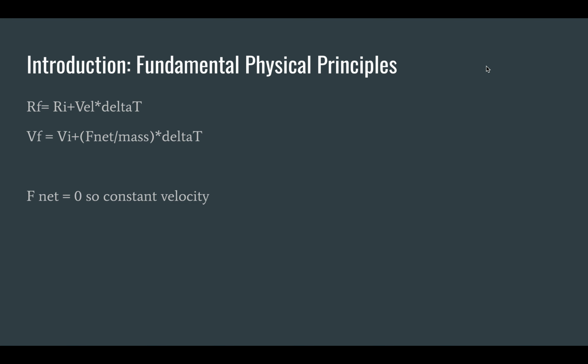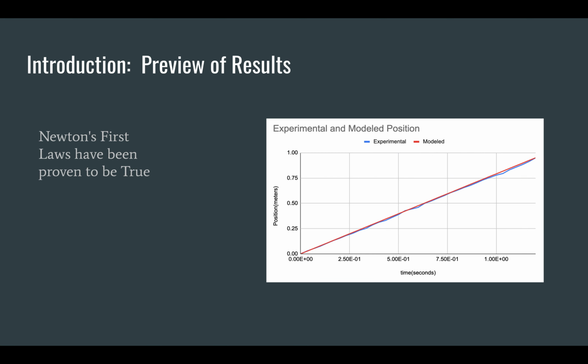The introduction, fundamental physical principles. We know that final position is equal to initial position plus velocity times delta t, and then we also know that final velocity equals initial velocity plus f net over mass times delta t. In this experiment, we know that f net is equal to 0, so there's a constant velocity.